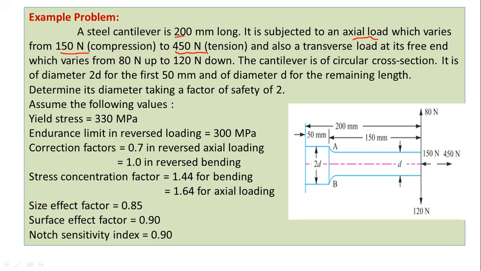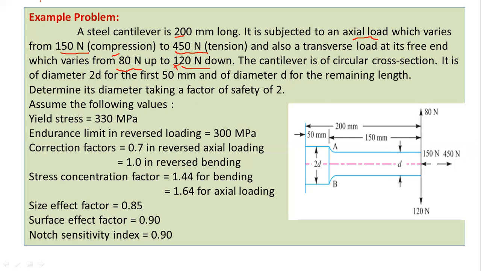And also a transverse load at its free end, which varies from 80 newtons up to 120 newtons down. Here, for torsional loads, you have to consider positive sign for downward direction, negative sign for upward direction. So this one is plus 120 for maximum torque, and this one is minus 80 newtons for minimum torque. Okay, the cantilever is of circular cross section.